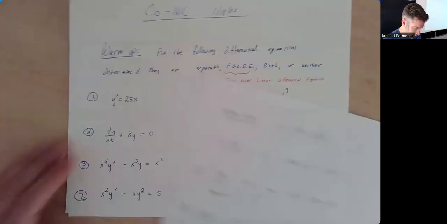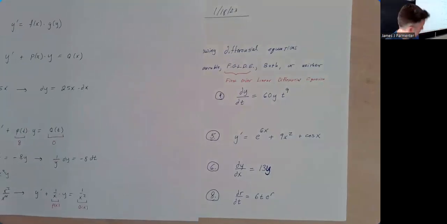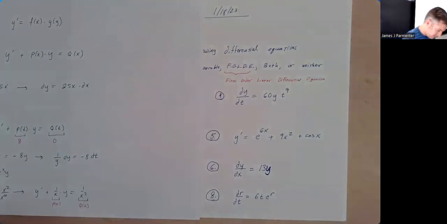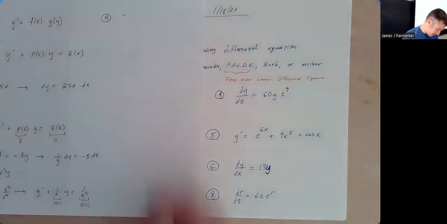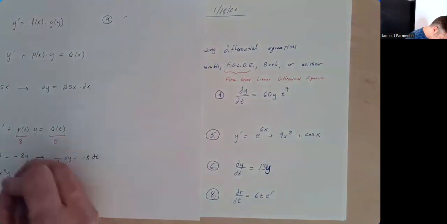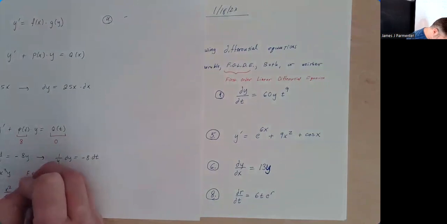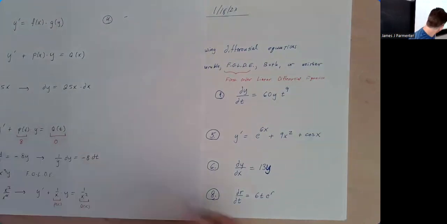Let's look at the other ones over here. Let's see how many. Sure, I can do it this way, I guess. So looking at 4 is definitely separable as well. I could say this one's first order linear differential equation. So I should write the answers. Can you see that? Yeah, you can.